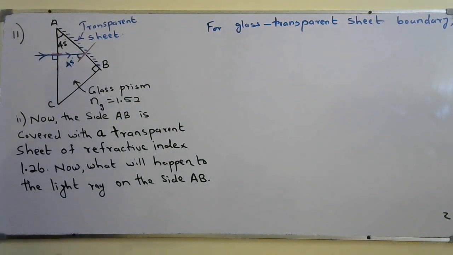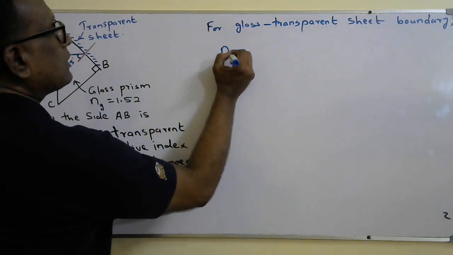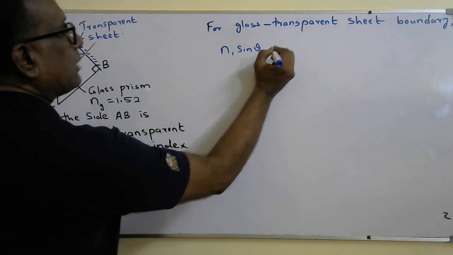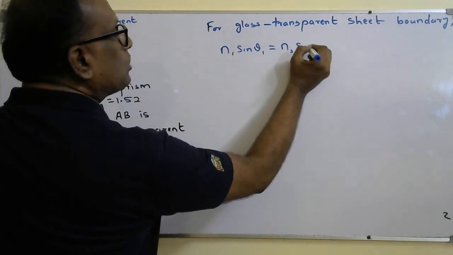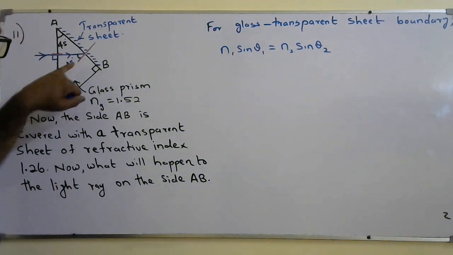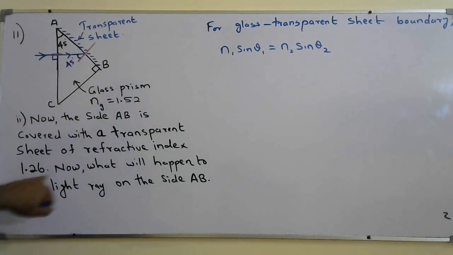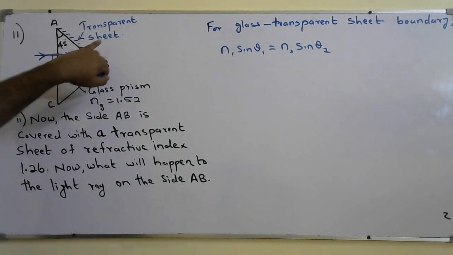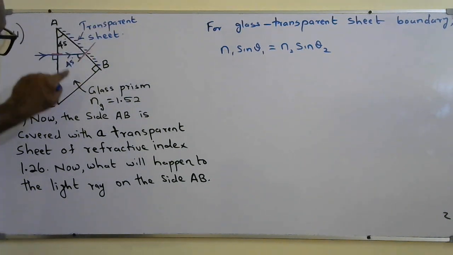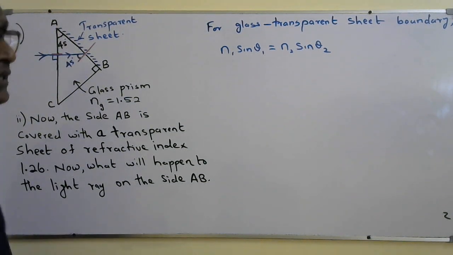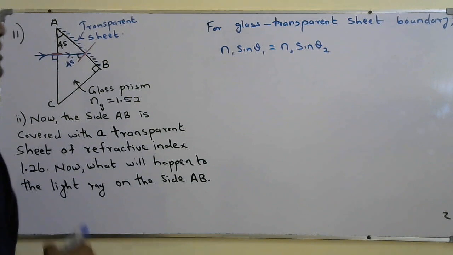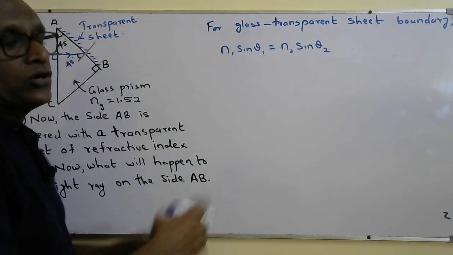So I'm going to use Snell's law again. N1 sine theta 1 equals N2 sine theta 2. We know still this is the optically denser medium because the refractive index is 1.52. The transparent sheet is 1.26, less compared to 1.52. So the transparent sheet is the optically rarer medium, and glass is the optically denser medium. So if there is a critical angle, that should happen inside the glass. We'll see what the critical angle is for this boundary now.